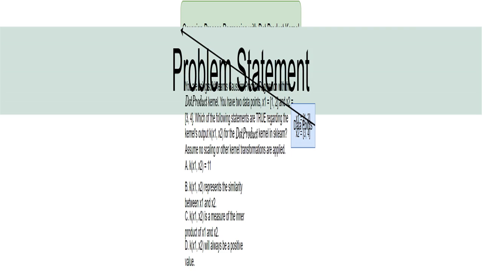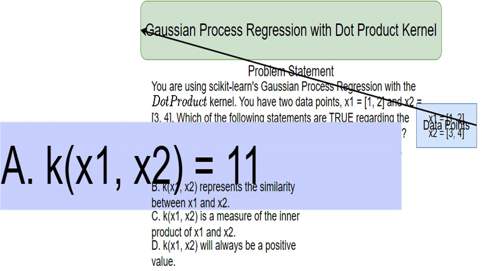This is all about understanding how this specific kernel measures the similarity between data points. This statement is true. The dot product kernel calculates the similarity between two vectors by computing their dot product. A larger dot product indicates a higher degree of similarity. It's like asking how much the two vectors point in the same direction.